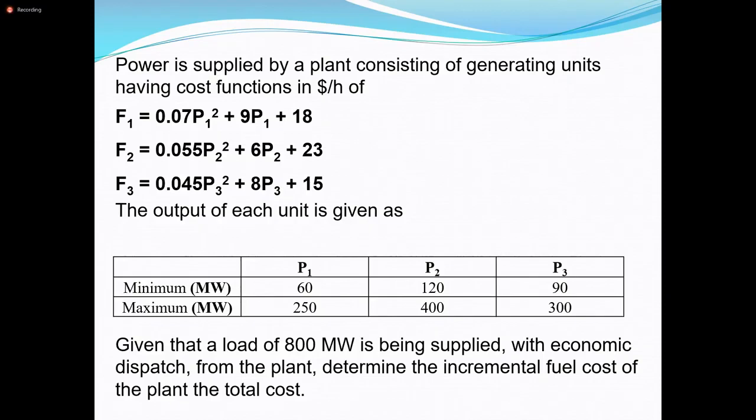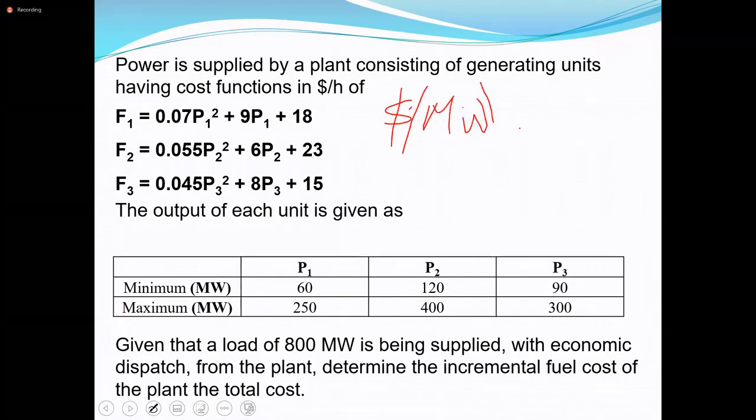I don't understand what MW cost per hour means. You mean the cost per megawatt hour? Yes, sir. First you have to differentiate the expressions that we got. So for lambda one, give me what you have. 17.4.